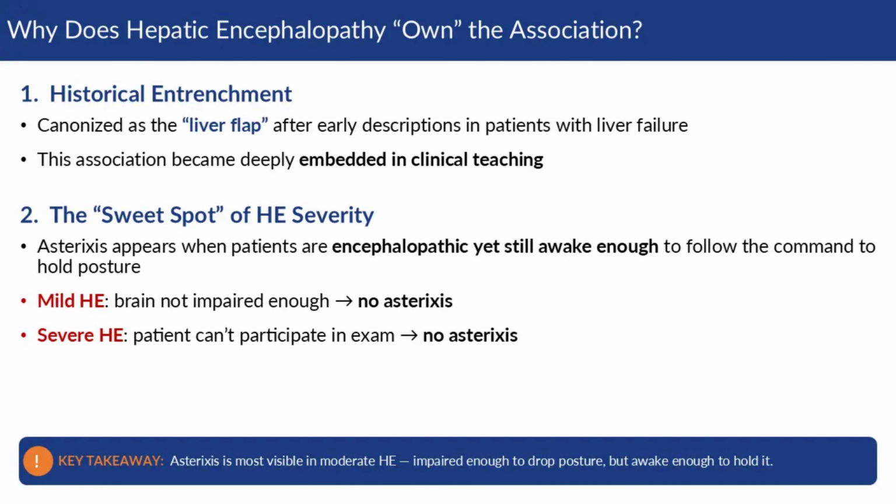Second, and perhaps more importantly, asterixis often appears at a specific sweet spot in the progression of hepatic encephalopathy. Patients typically display it when they are encephalopathic enough for their posture to be affected, yet they remain sufficiently awake and cooperative to follow the instructions for the exam. Those with very mild hepatic encephalopathy or very severe forms might not show asterixis, as they are either too alert or too obtunded to participate.